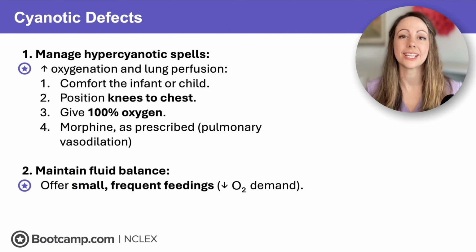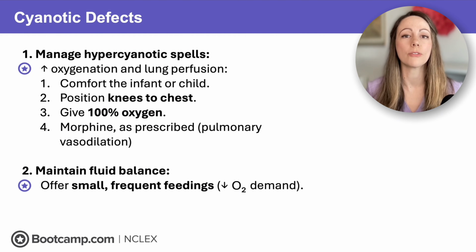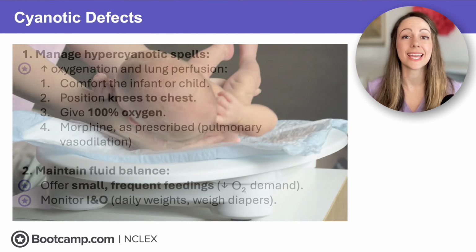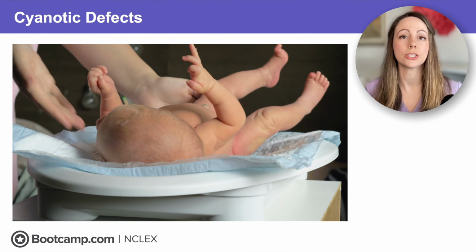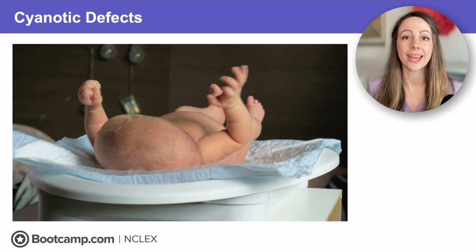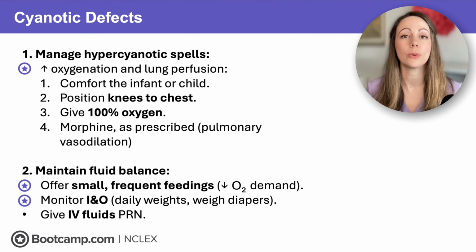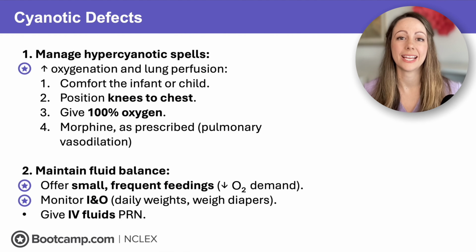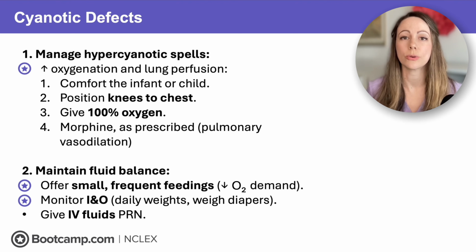Next, we need to maintain fluid balance. We offer small, frequent feedings, not large feedings, because remember, that increases oxygen demand. Then we monitor eyes and nose, like daily weights and weighing diapers. Remember, we need to ensure that this client is hydrated and has adequate perfusion. We need to give IV fluids as needed in order to ensure perfusion and hydration. So remember, this client has polycythemia, so they're even at increased risk for stroke.